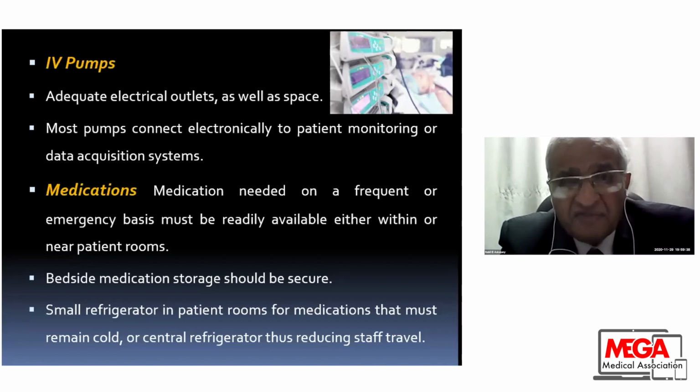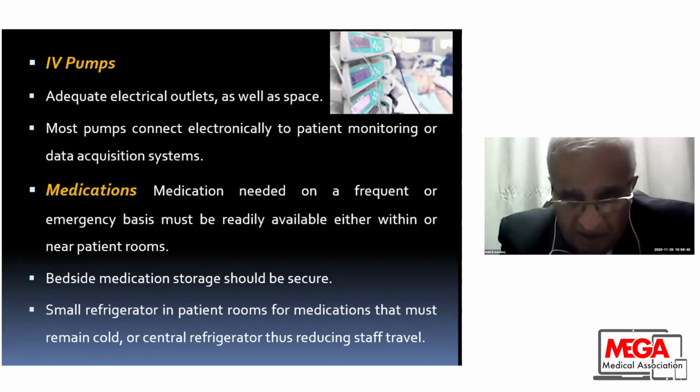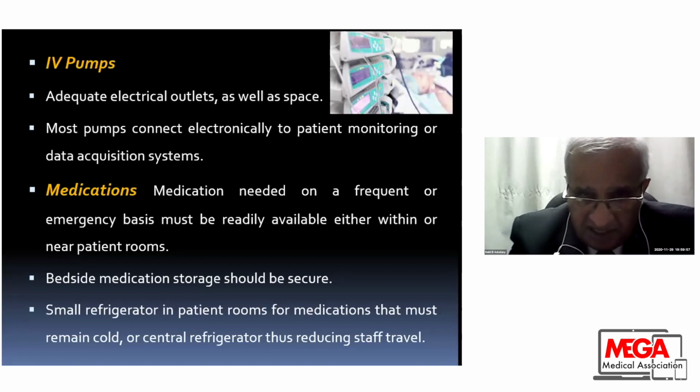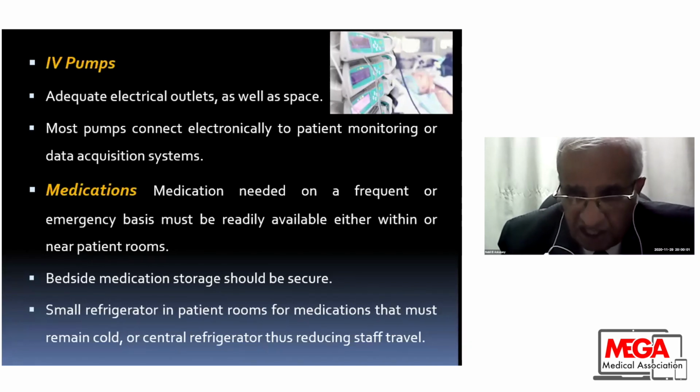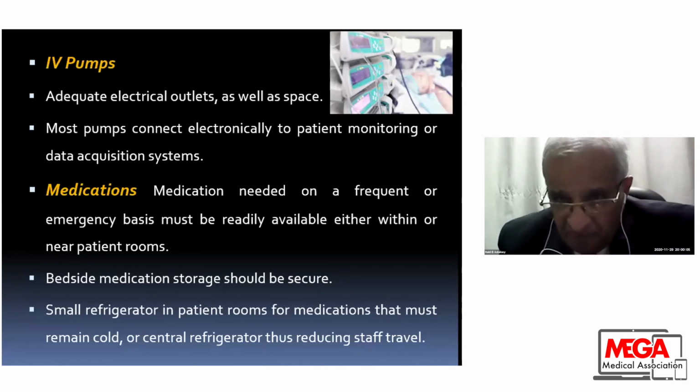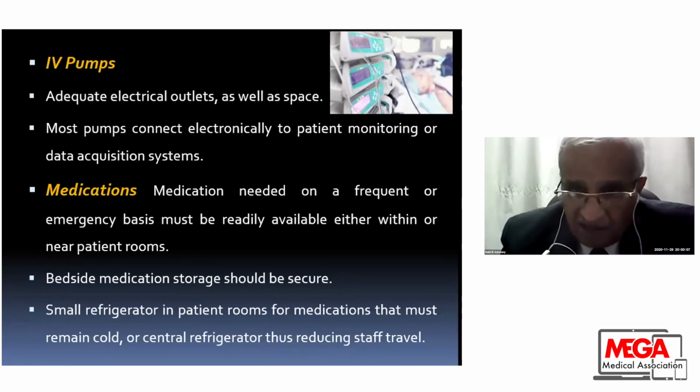We should have a fridge if he needs drugs that should remain cold. Bedside medication should be secured, so that it wouldn't be used improperly. And as I said before, a small refrigerator in the patient's room for medications that must be kept cold, or a central refrigerator, thus reducing staff travel.